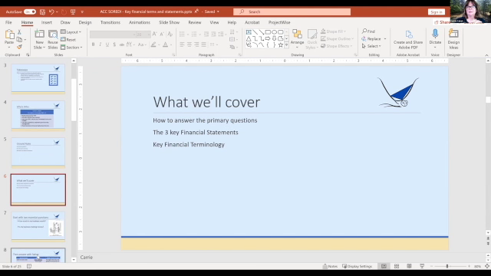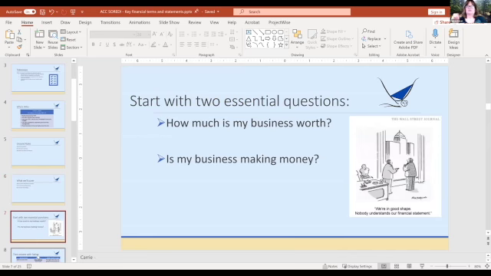But in order to answer those questions, we're going to look at these three financial statements. And for each one of those, in addition to structure, we're going to talk about some terminology. If there's anything else that you'd like to cover in the future, please put it in the chat so we can capture it. And we'll have an opportunity for you to take a survey if you want and provide that information to us. So we have to start with those two essential questions.